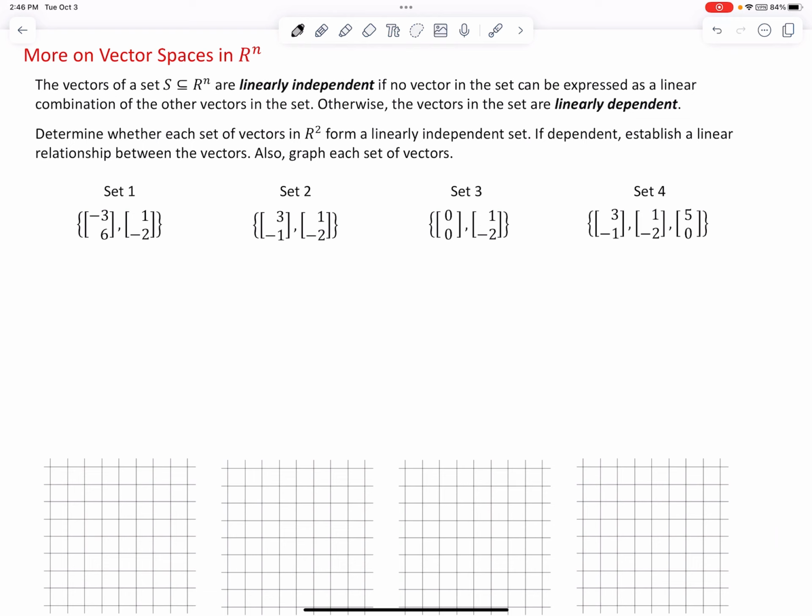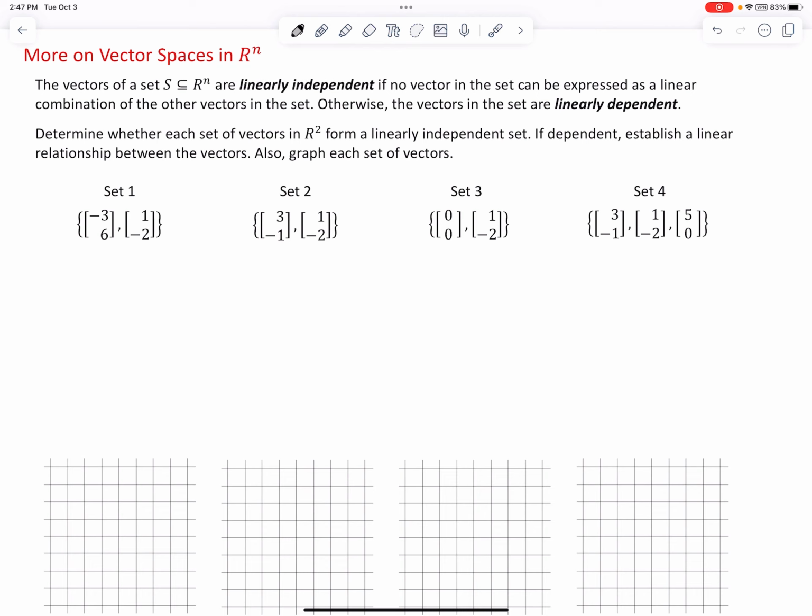Hello linear algebra students. Today's video lecture is a continuation on our discussion on vector spaces in Rn. Now the vectors of a set S, which is a subset of Rn, are linearly independent if no vector in the set can be expressed as a linear combination of the other vectors in the set. Otherwise, the vectors in the set are linearly dependent.